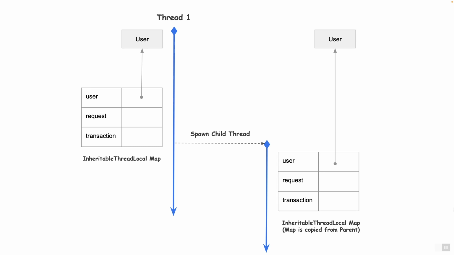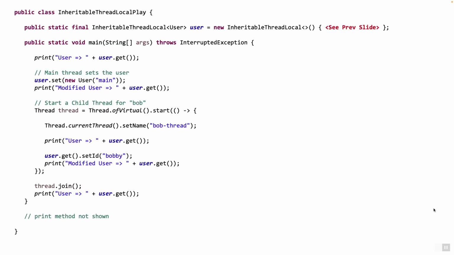What happens if we run our example with this new way of creating the inheritable thread local object? Now here's the same inheritable thread local play class, but with the new way of constructing the object. It has a default value which returns an anonymous, and it also has a child value which returns a new copy of the user object. The output would be the following.